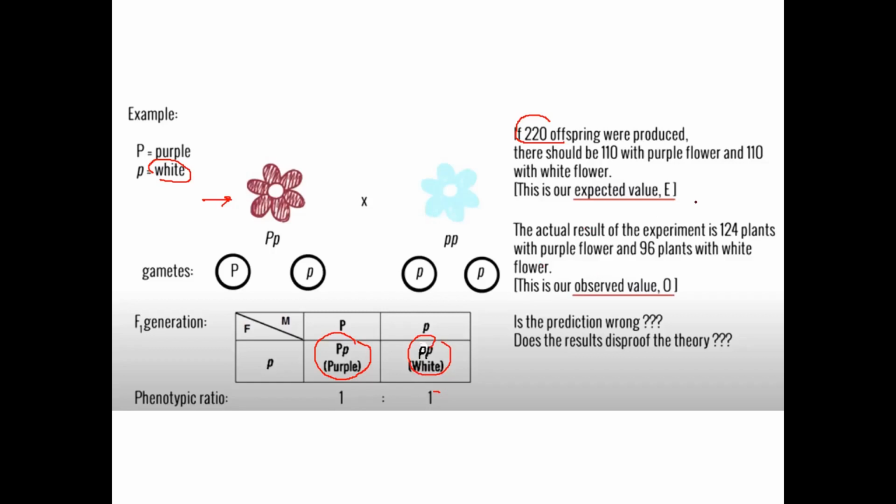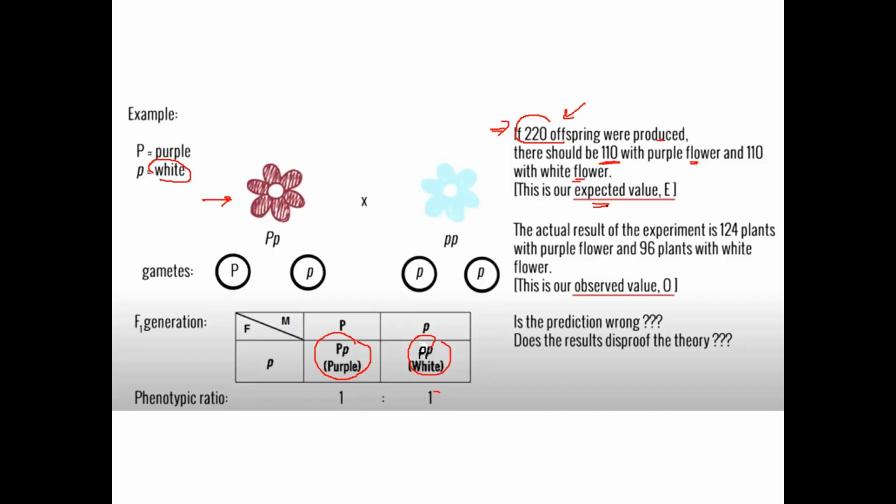So the phenotypic ratio that we're getting is 1:1 or 50%, right? So if 220 offspring were produced, it means if the ratio is 50-50%, there should be 110 offspring with purple flower, because 1:1 का ratio है, तो ये half हो जाएगा. ठीक है? So you should be having 110 with purple flower and 110 with white flower. ठीक है? This is what we are expecting. This is our expected value. We are saying if 220 offspring are produced, क्योंकि genetic cross के बाद हमारा ratio 1:1 का आ रहा है, so it means we should have 110 purple flower and 110 white flower.